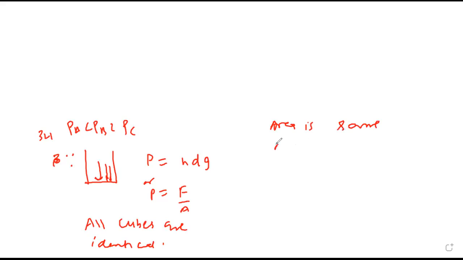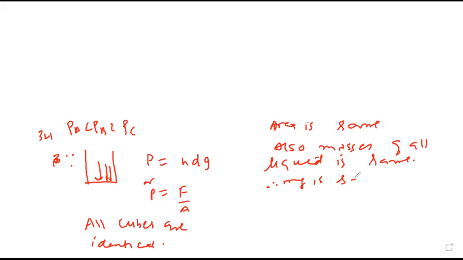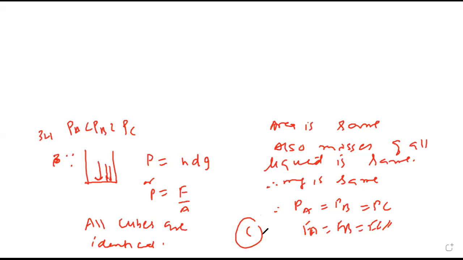Also, masses of all liquid is same. Therefore, mg is same. So this means pressure of A is same as B is same as C. So force exerted at A is same as B is same as C. All the force exerted will be same. That is option C. Since mass is same, so mg is same, therefore it will be same.